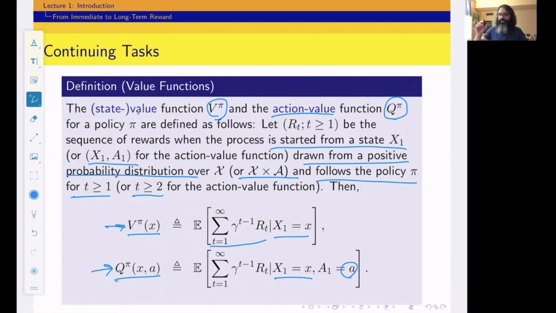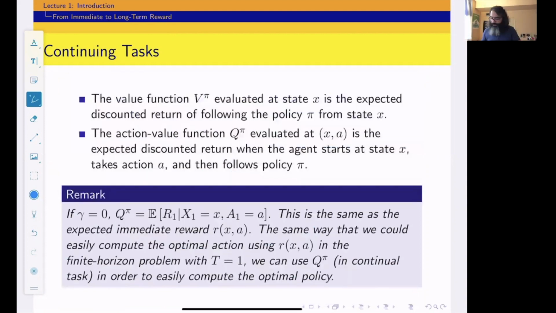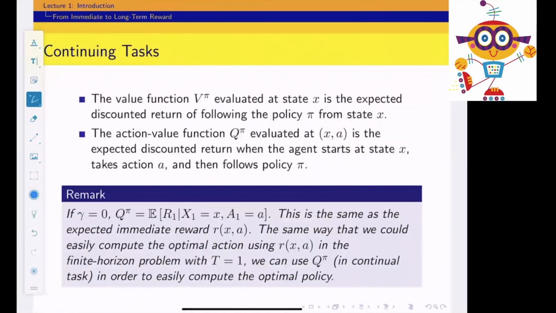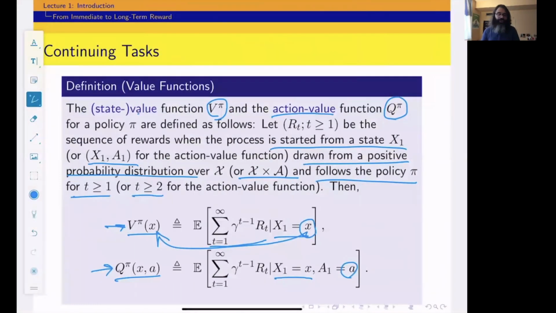I guess your voice kind of broke a few times, but V of x depends on the initial state, which is x. I see. That's my question. Thank you. Right, yes, exactly. This initial state x that we have appears here. So V of x1 might be different from V of x2.